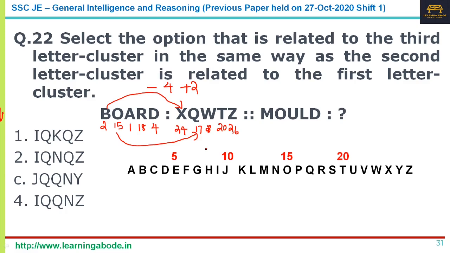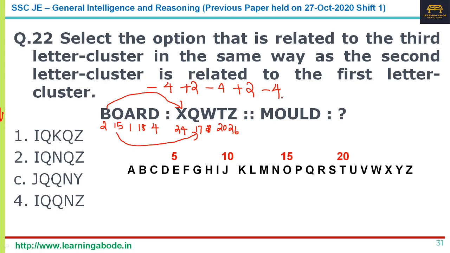Then you have A and 24. That is minus 4. I mean 23. A and 23. W is 23. That's minus 4. Then you have 18 and 20. R and T. That's plus 2. Then you have D and Z. That's minus 4. So if you take MOLD, MOLD is 13, 15, 21, 12, and 4.